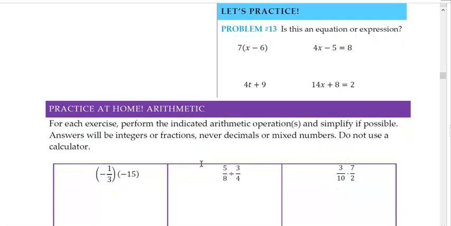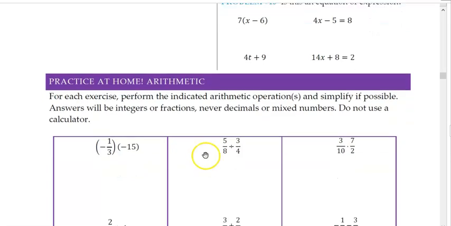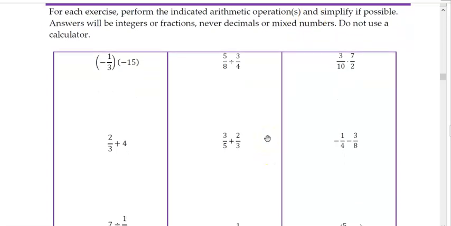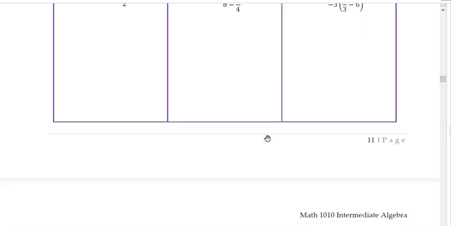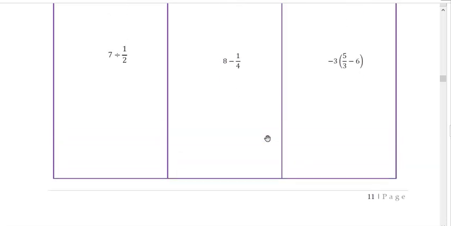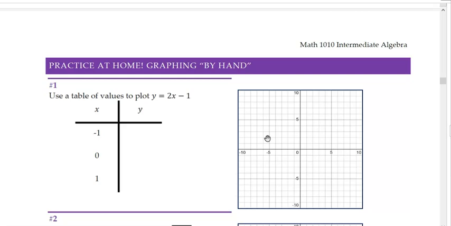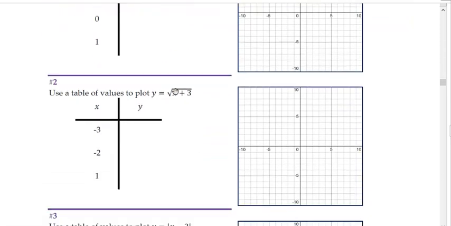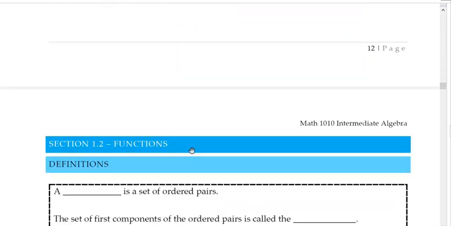All right, so there are some things here that I would encourage you to go through. Identifying these as equations or expressions, and then also do this review of fractions, just to make sure that you're remembering how to do it. And if you don't remember for sure how to work with fractions, go ahead and look up a YouTube video about those so you remember how to do those. And then another thing that I would say on this 1.1 is graphing these table of values. So go through and do this, and I'll leave that for you to do on your own.